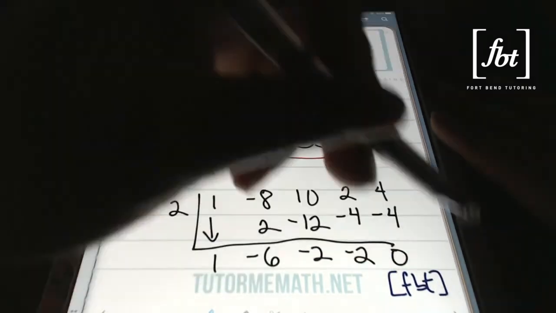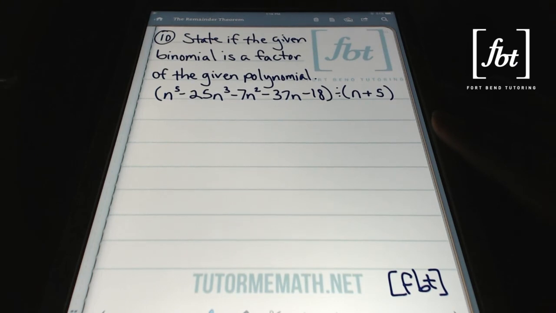In the house, and continuing on with problem number 10. In problem number 10, it says to state if the given binomial is a factor of the given polynomial.